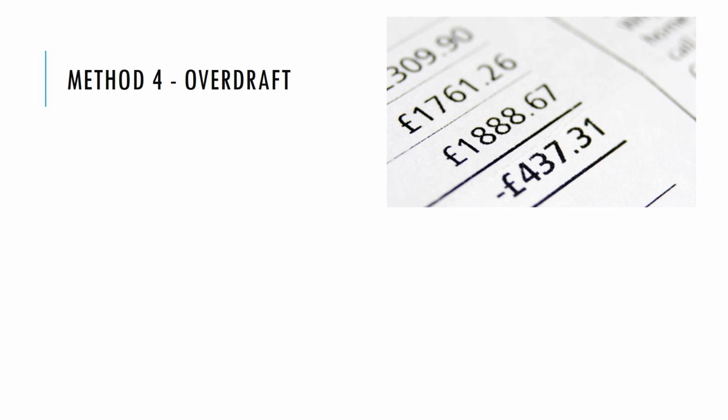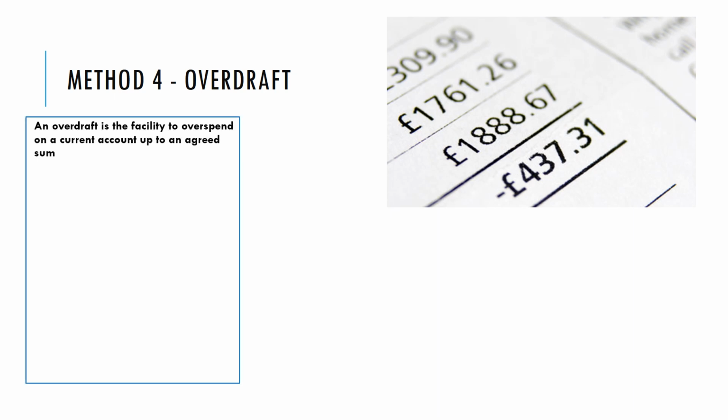Okay, method 4 is an overdraft. An overdraft is the facility to overspend on a current account up to an agreed sum. So it's provided by a bank, and over here it looks like this business has overspent by £437.31. So if they had an overdraft for £1,000, then the business would be allowed to overspend up to £1,000. So here they're £437 overspent in their account.